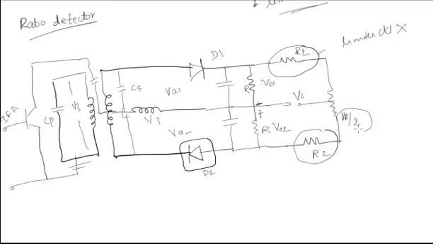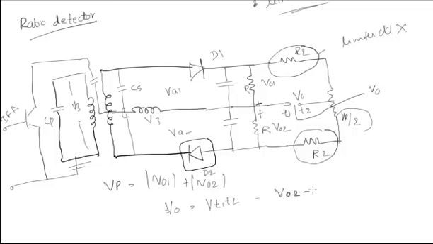So output voltage VR is mod of VO1 plus mod of VO2, and this can also be written as V out is equal to the voltage across T1 and T2. Since the output voltage is measured across T1 and T2, output voltage is equal to VO2 minus VR by 2. Since the resistance got halved here, the voltage also gets halved. So output voltage is equal to VO2 minus VR by 2.